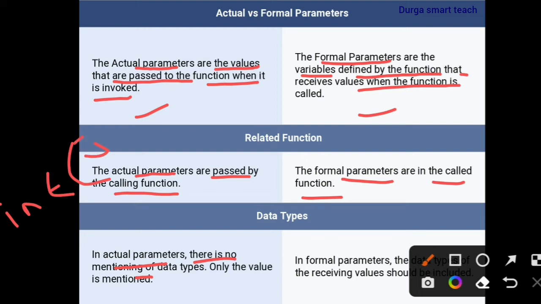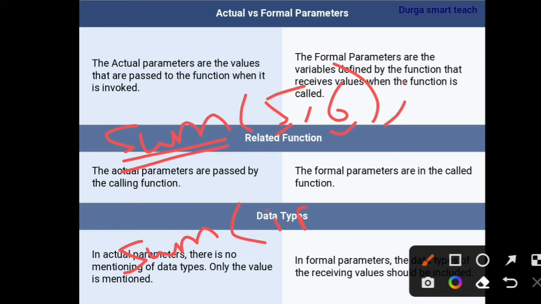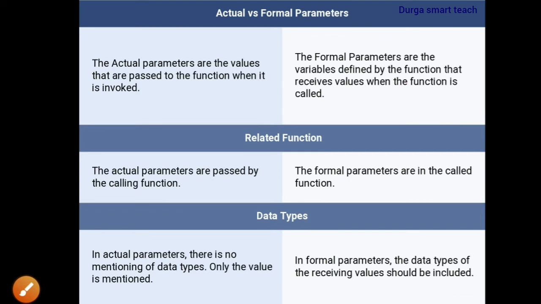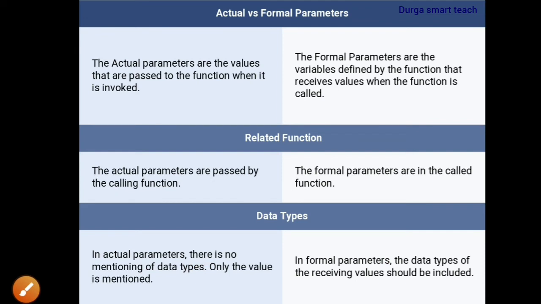sum(5, 6). Here I am calling the sum function and passing parameters 5 and 6 to the called function, sum(int a, int b). So this is the calling function and this is the called function. 5 is stored in a, 6 is stored in b. In actual parameters there is no mention of data types. In formal parameters we mention the data type, because the receiving variable should be declared.